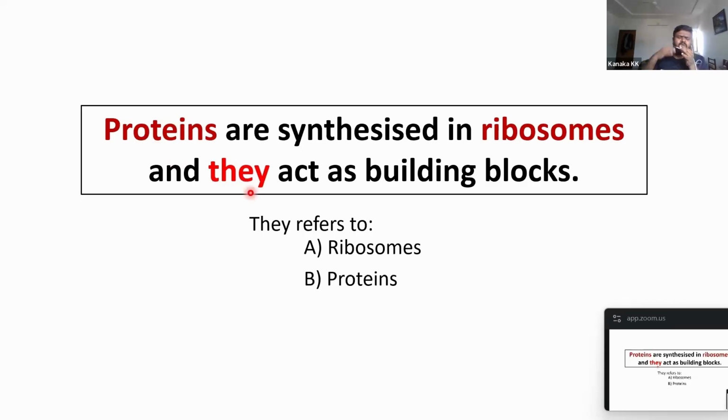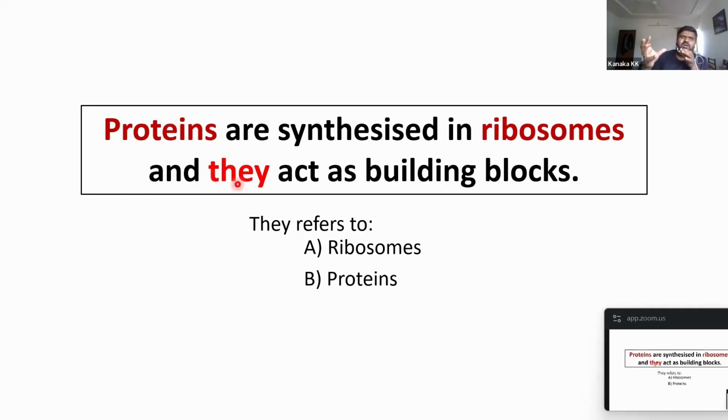But imagine I do not know anything about biology, or any science. I'm just involved in some non-scientific things. If you ask me what the word "they" refers to, I may tend to answer ribosomes. Here you can simply observe this English sentence: proteins are synthesized in ribosomes and they act as building blocks. That means "they" can refer to ribosomes and can also refer to proteins.